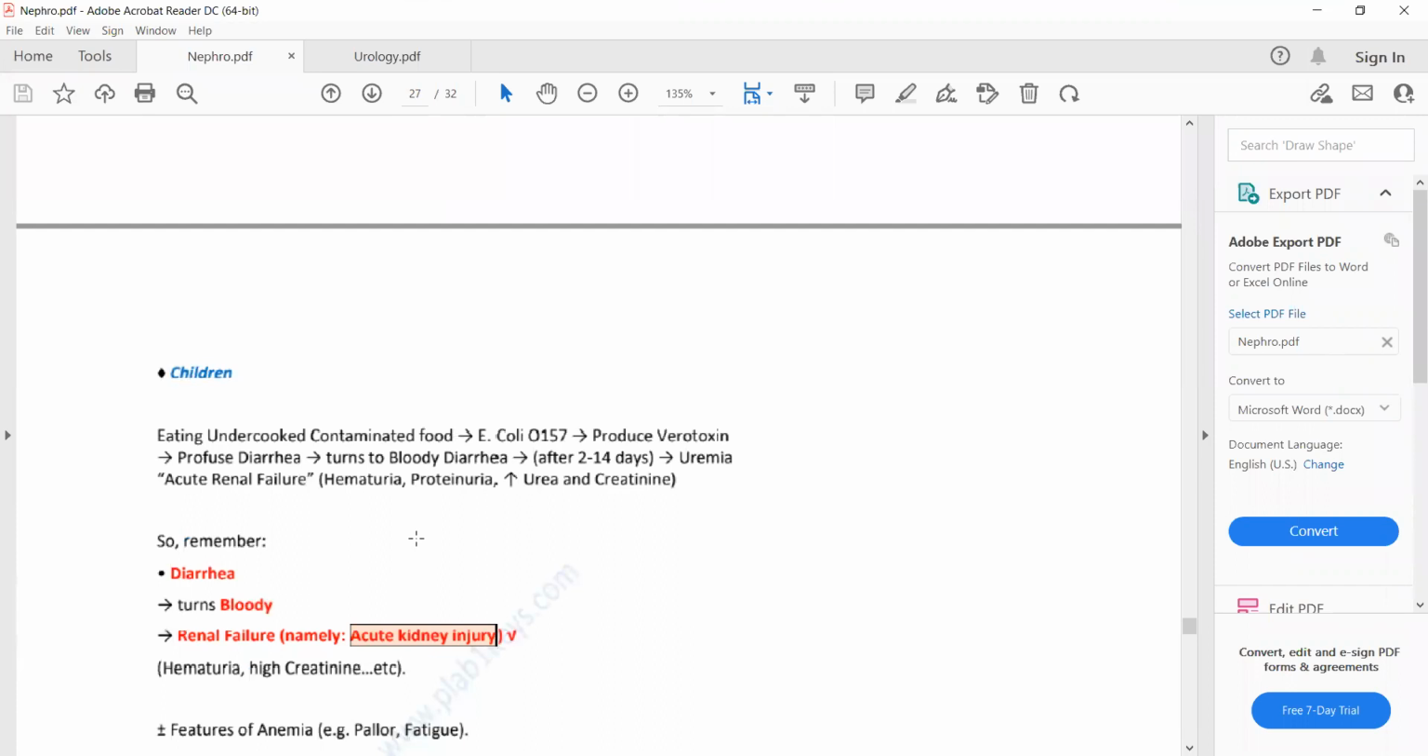What happens is that if someone eats undercooked contaminated food with E. coli strain O157, which produces a toxin known as verotoxin, it can cause profuse diarrhea. That is first watery diarrhea and then it turns to bloody diarrhea. So watery diarrhea that turns to bloody diarrhea, and after the diarrhea, the patient develops a uremic feature or acute renal failure or hematuria, then you will suspect hemolytic uremic syndrome. So hematuria or AKI after diarrhea that was initially watery and then turned into bloody diarrhea, the diagnosis will be hemolytic uremic syndrome.